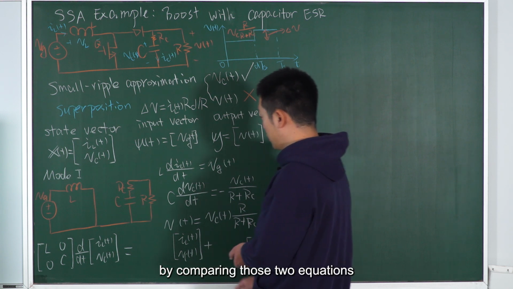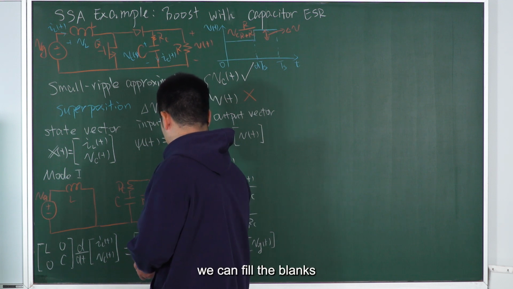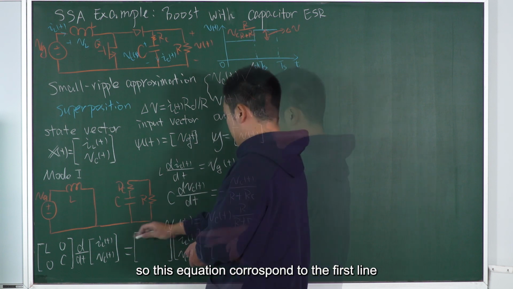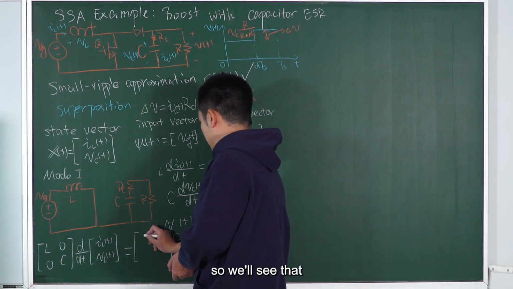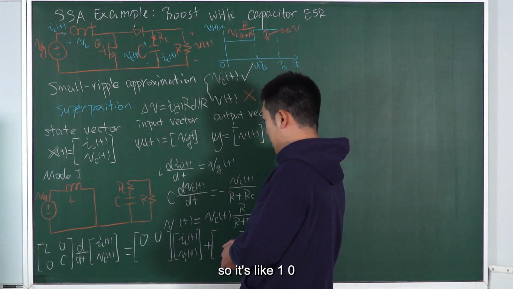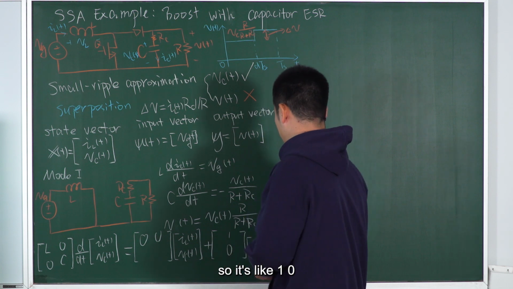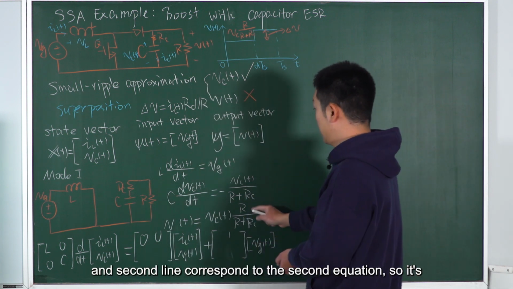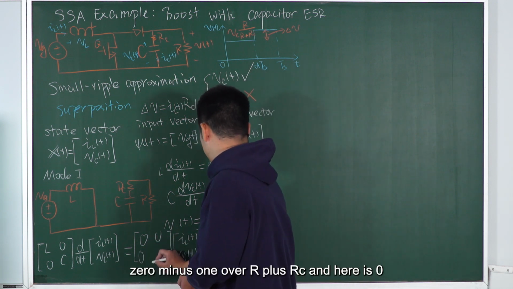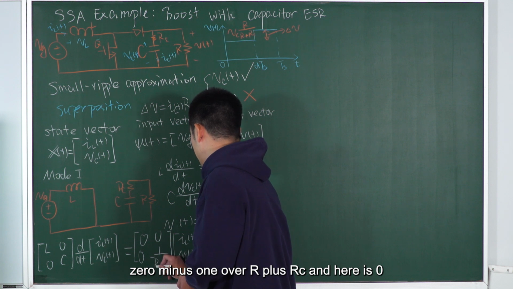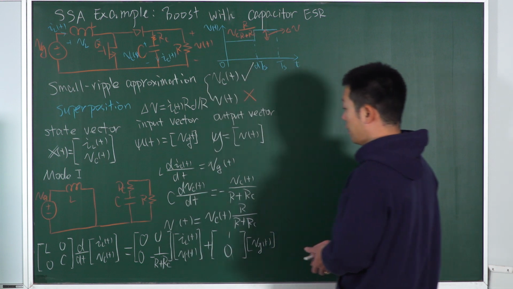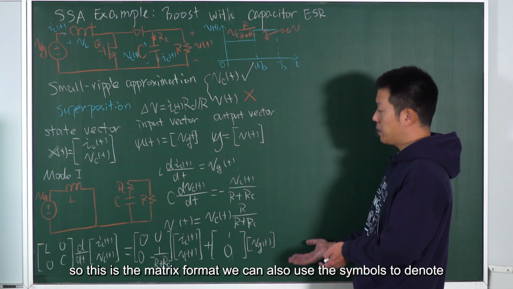By comparing those two equations, we can fill the blanks. So this equation corresponds to the first line, right? So we'll see 0, 0, because we only have a VG term, so it's like 1, 0, 1. And the second line corresponds to the second equation. So it's 0, minus 1 over R plus RC, and here 0. So this is the matrix format.